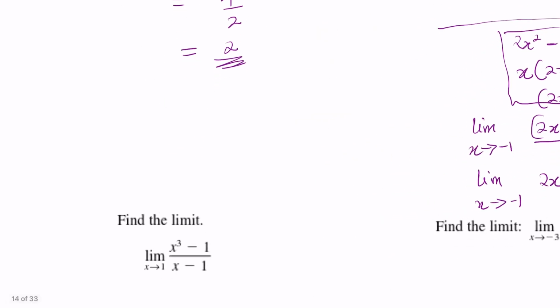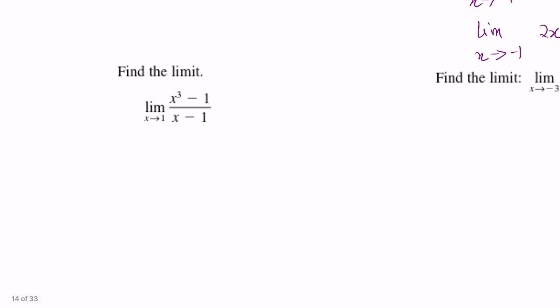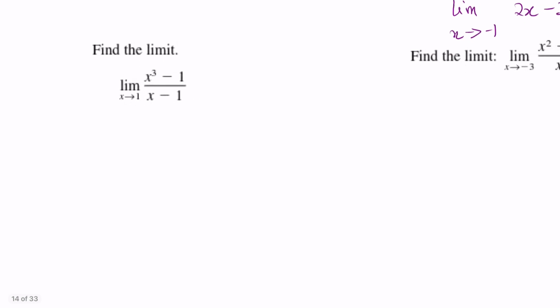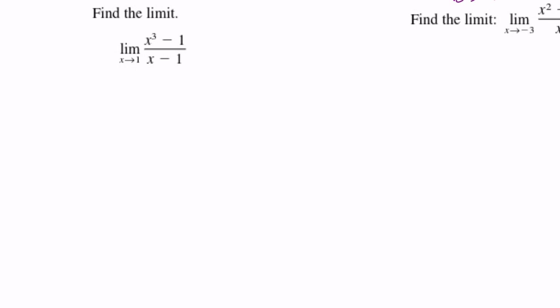So let's move on to the next example. We want to find the limit of x cubed minus 1 all over x minus 1. And to solve this, very simple. Clearly, if you substitute 1, you end up with 1 minus 1 divided by 1 minus 1, which is 0 over 0. And this is indeterminate.